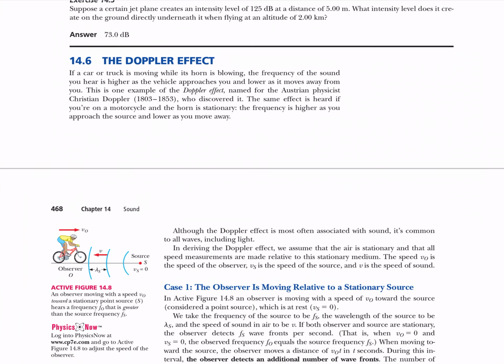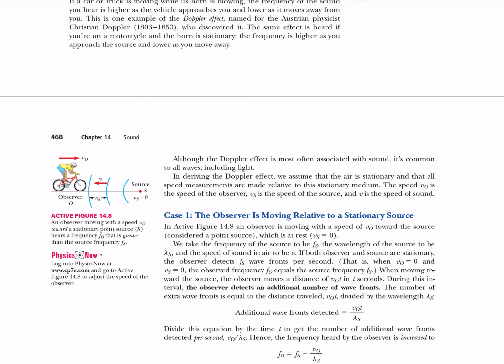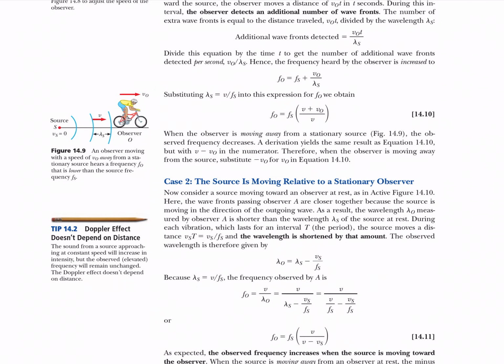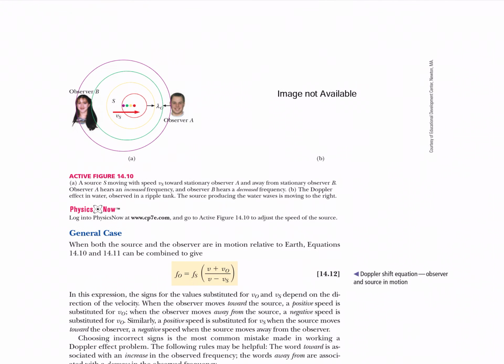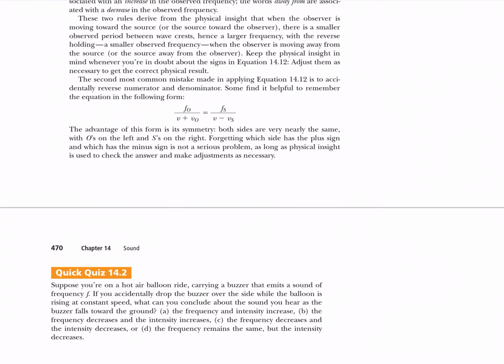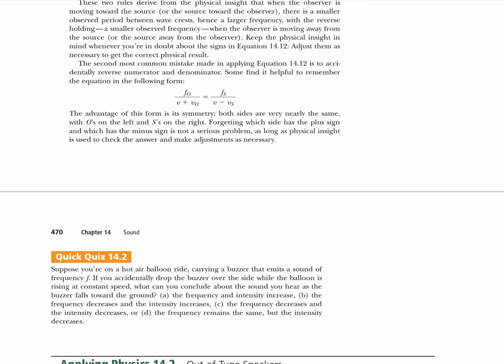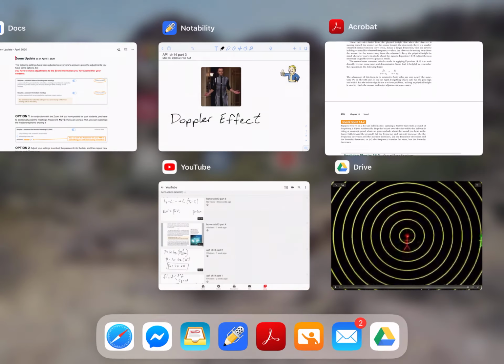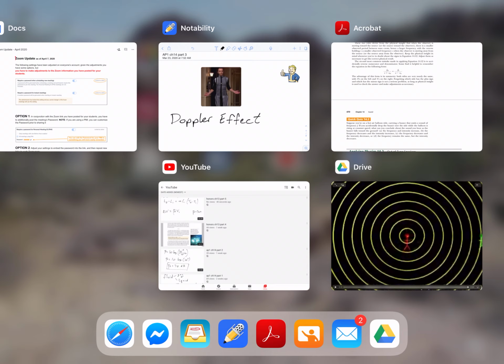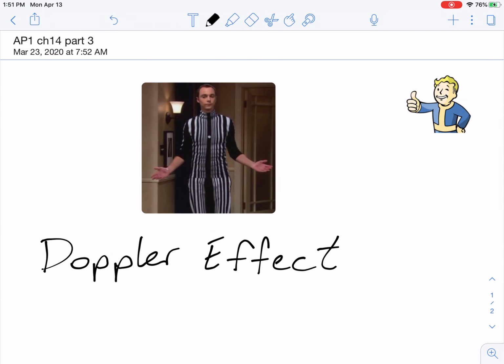Oh, before I do math, on page 468, case 1, below that, case 2, on the next page, the general case, this is all done very poorly in my mind. I do not like the way the book handles this, so I'm going to show you a much better way to think about this. So we're going away from the book slightly. So Doppler and mathematics.